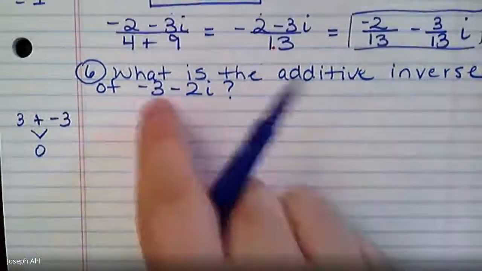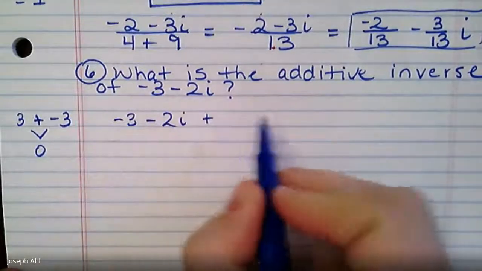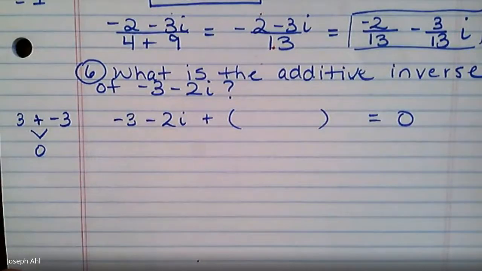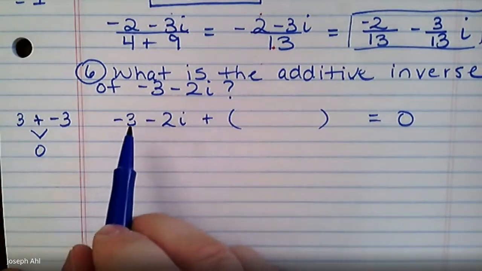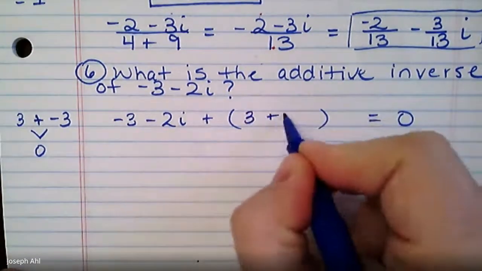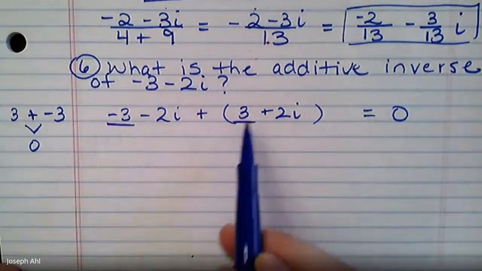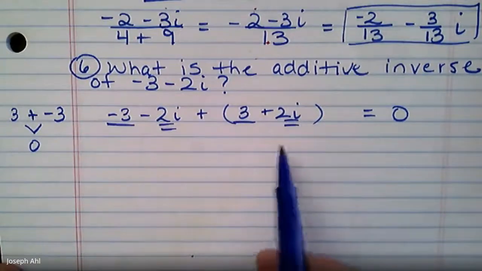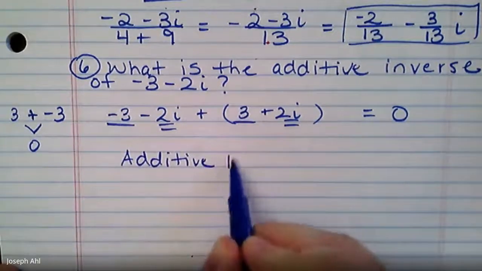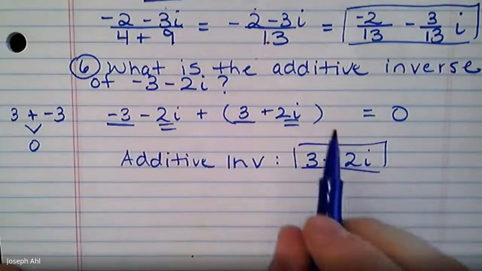So when we give something that's in a complex form, negative 3 minus 2i, its additive inverse, I'm thinking about what can I add to that such that the answer is 0. And the easiest thing for us to do in this case is actually just to change both of these signs. So it's going to be the number 3 plus 2i. And you can confirm that by saying, well, yeah, negative 3 plus 3 is 0. Negative 2i plus 2i is also 0. So therefore, the additive inverse for this example is 3 plus 2i.